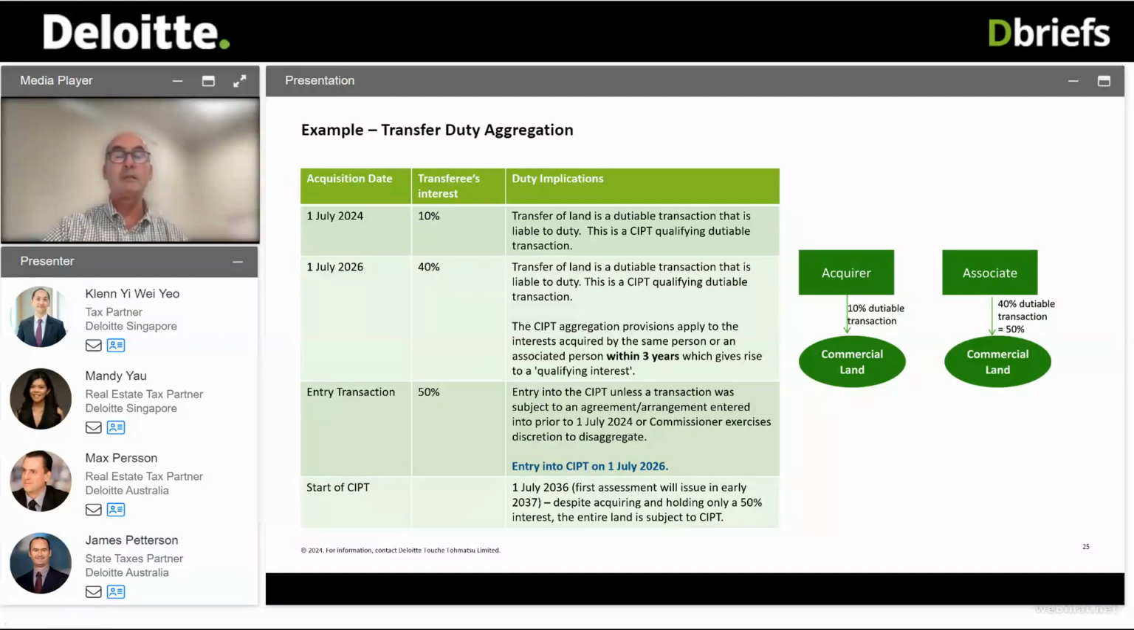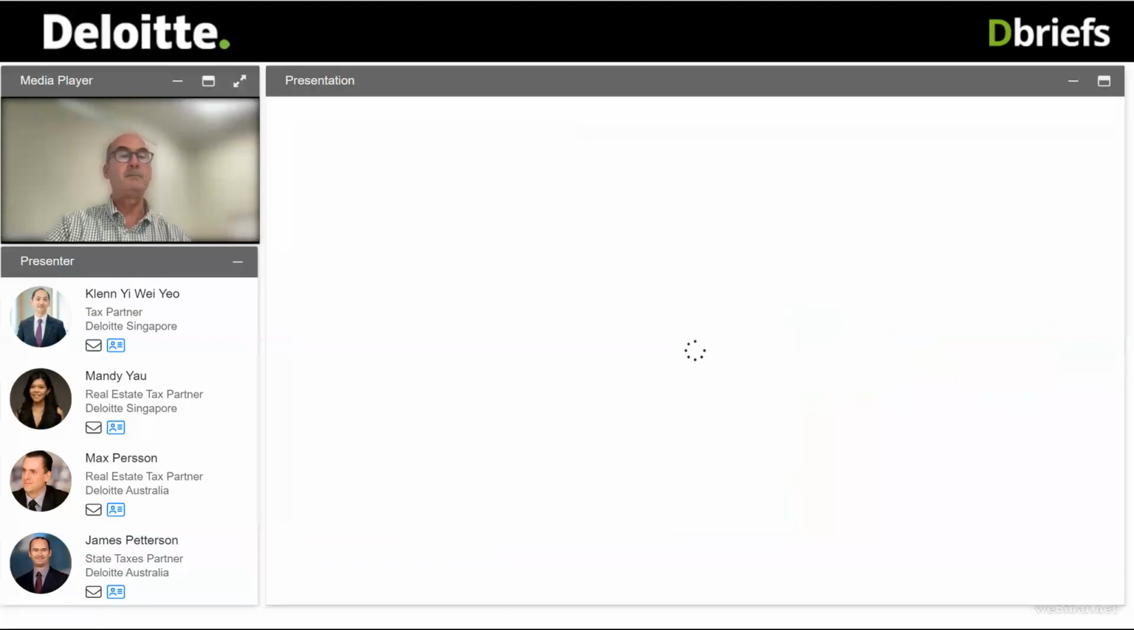That is the date of the last transaction that caused the 50% threshold to be breached. And that means that CIPT will apply from 2036, 10 years after that date, with the first assessment to issue in early 2037. So even though in this example, duty will only have been paid on 50% of the value of the land, CIPT will apply to 100% of the land from 2037.